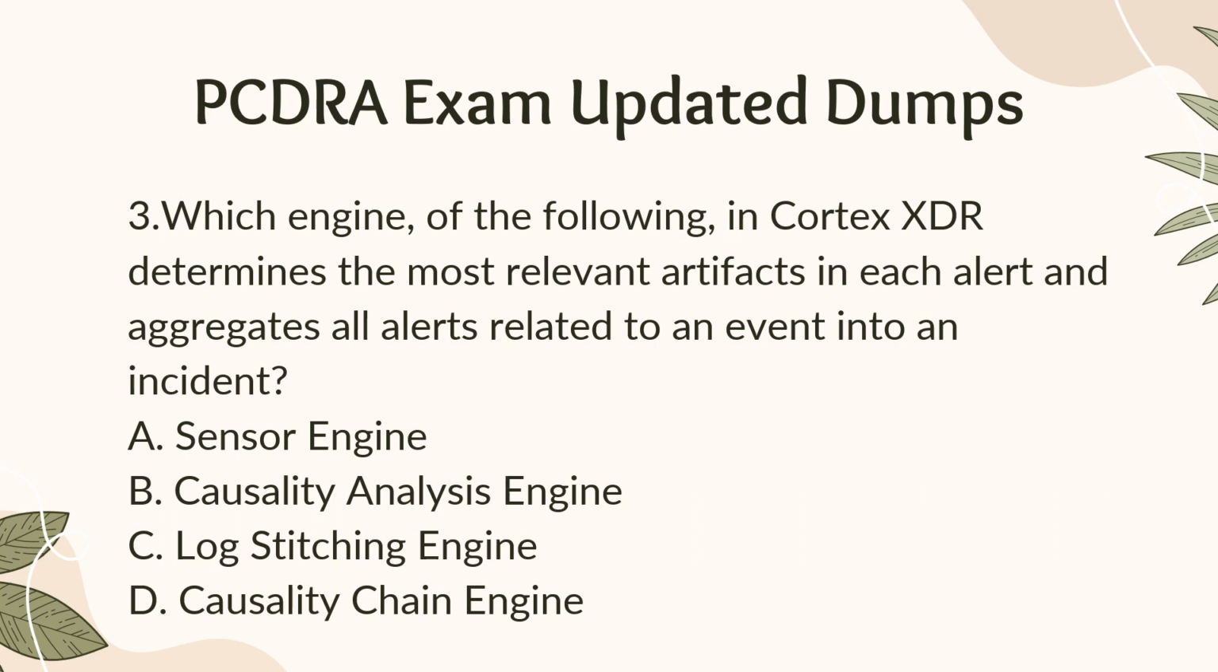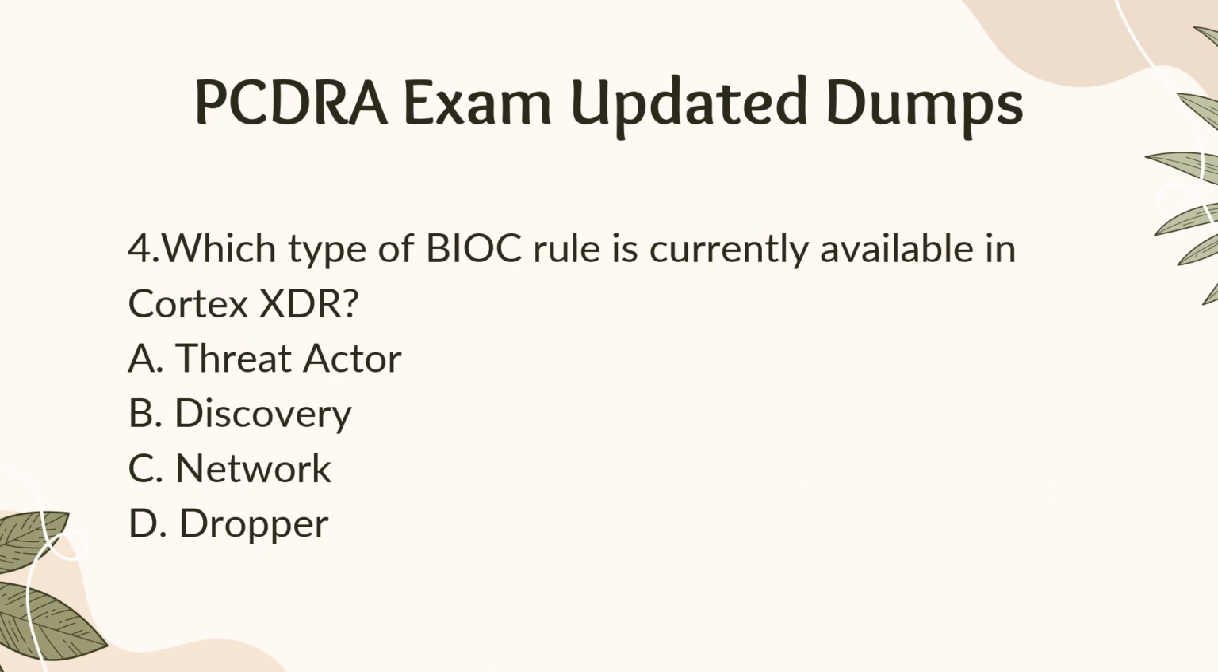4. Which type of BIOC rule is currently available in Cortex XDR? A. Threat actor. B. Discovery. C. Network. D. Dropper.